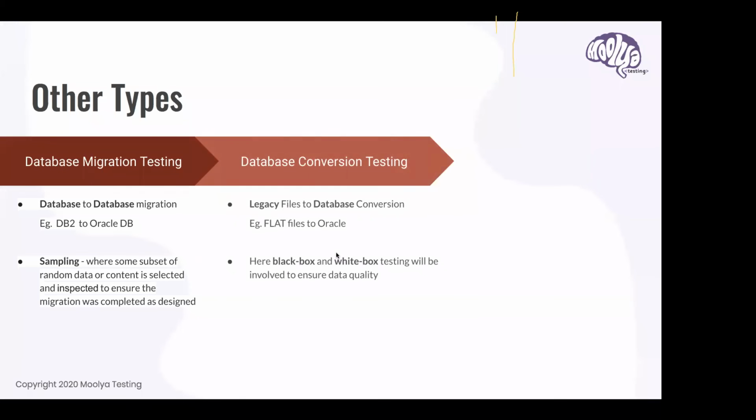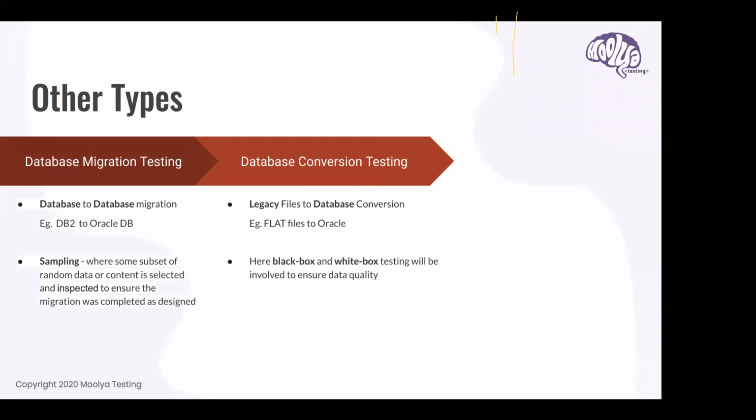So next is database conversion testing. What is database conversion? It is legacy files to database conversion. We will have various source files, because data cannot be stored directly into a database. It should have some source files like flat files and fixed files, which are not an ordered thing. If you get mainframe files, you'll be getting unordered fixed files and flat files. So those are the sources.